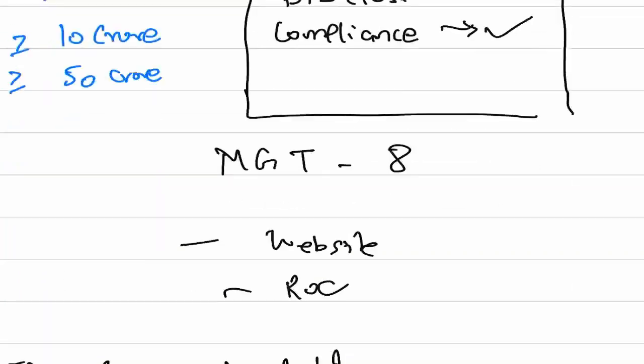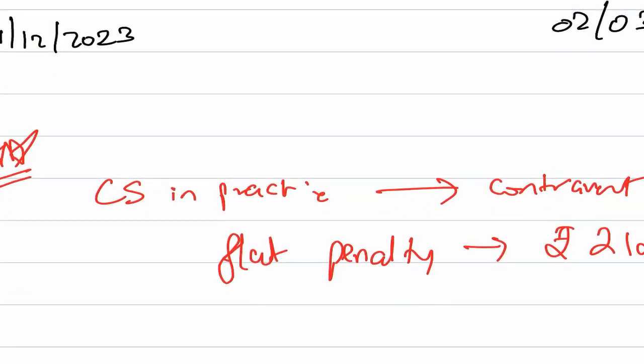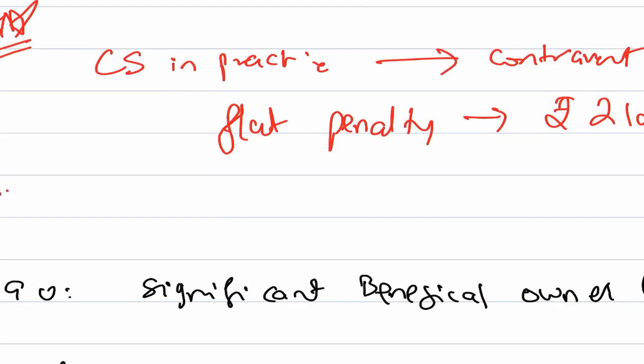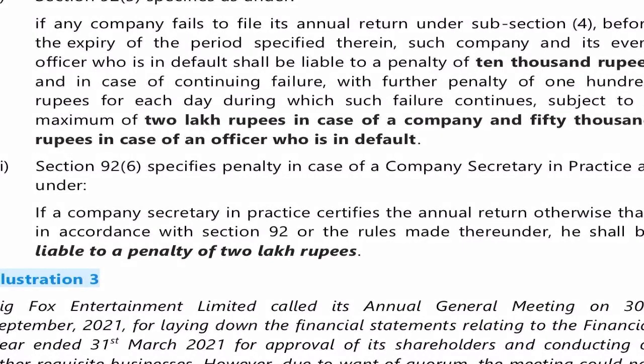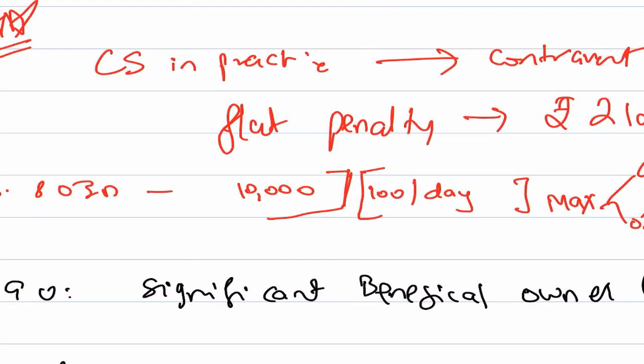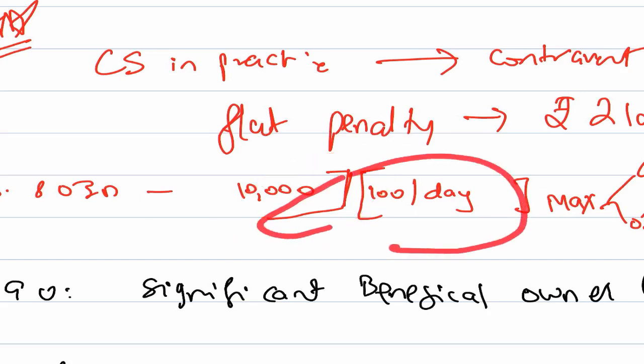पेनल्टी में कंपनी और ऑफिसर इन डिफॉल्ट की पेनल्टी लिखो। कंपनी और ऑफिसर इन डिफॉल्ट की पेनल्टी क्या थी? 10,000। कंटिन्यूइंग डिफॉल्ट के केस में कितना था? 100 रुपीज पर डे। और मैक्सिमम कितना? कंपनी के केस में 2 लाख। और ऑफिसर इन डिफॉल्ट के केस में 25 था कि 50 था? 50,000। ये इम्पोर्टेंट है भाई। समझा ना?